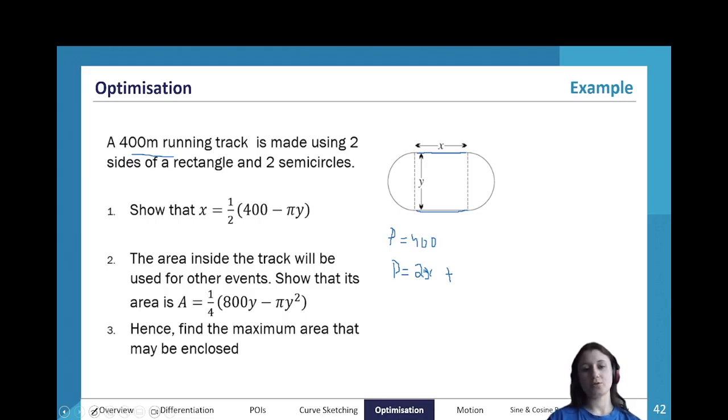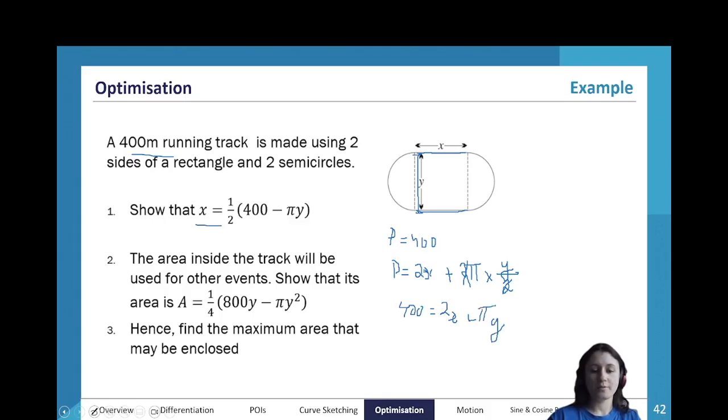So these two circles here are actually just the circumference. Alright, so remember the circumference is 2 pi times r. And r here is half y, because remember y is that whole length here. Now we kind of have the circumference of a whole circle because we have two semicircles, if you get what I mean. Those two twos will cancel out, so leaving us with 400 equals 2x plus pi y.